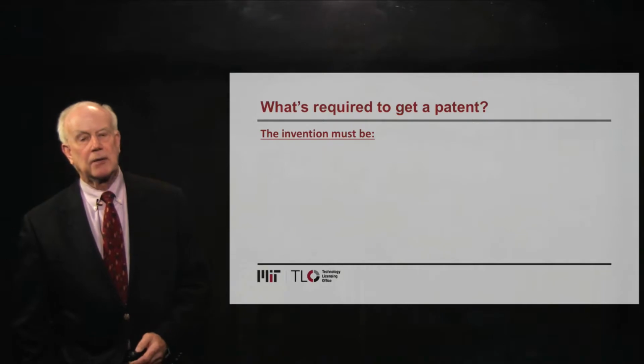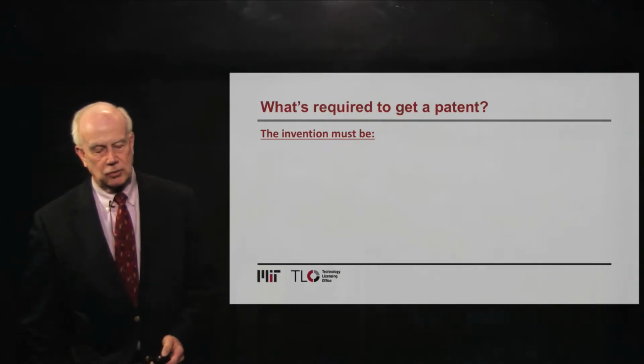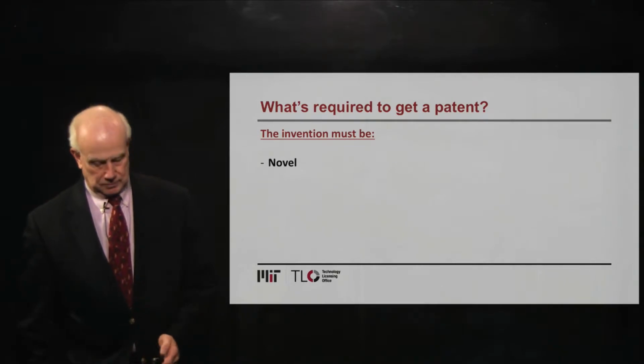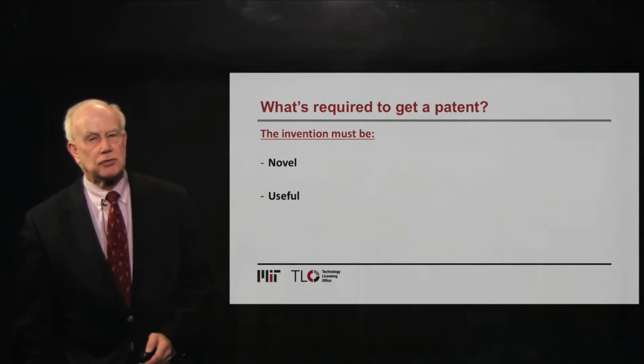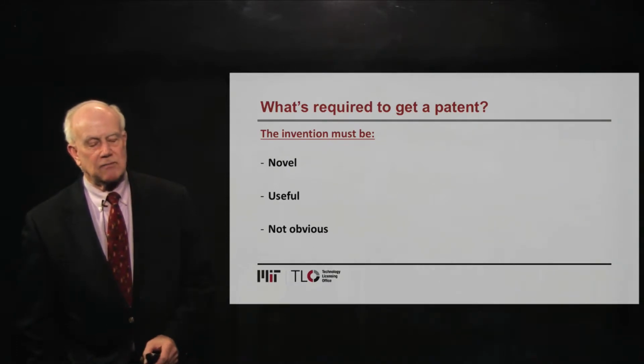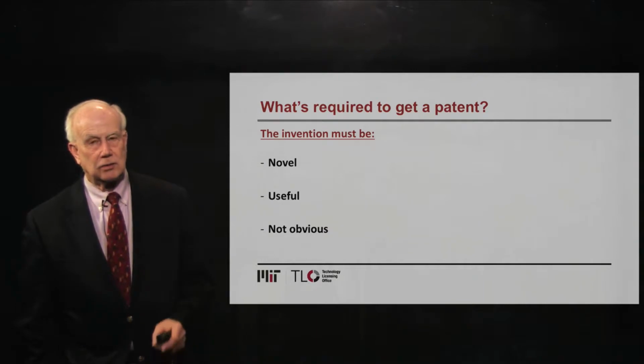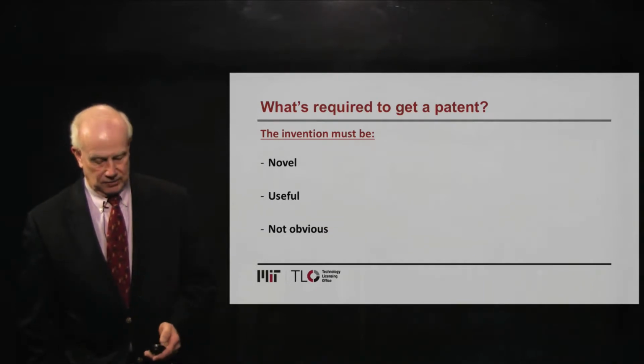So what's required to get a patent? In order for the U.S. Patent Office to grant you a patent, the patent must be novel, it must be useful, and it must not be obvious. So the invention, which is described in the patent application, must be novel, useful, and not obvious.